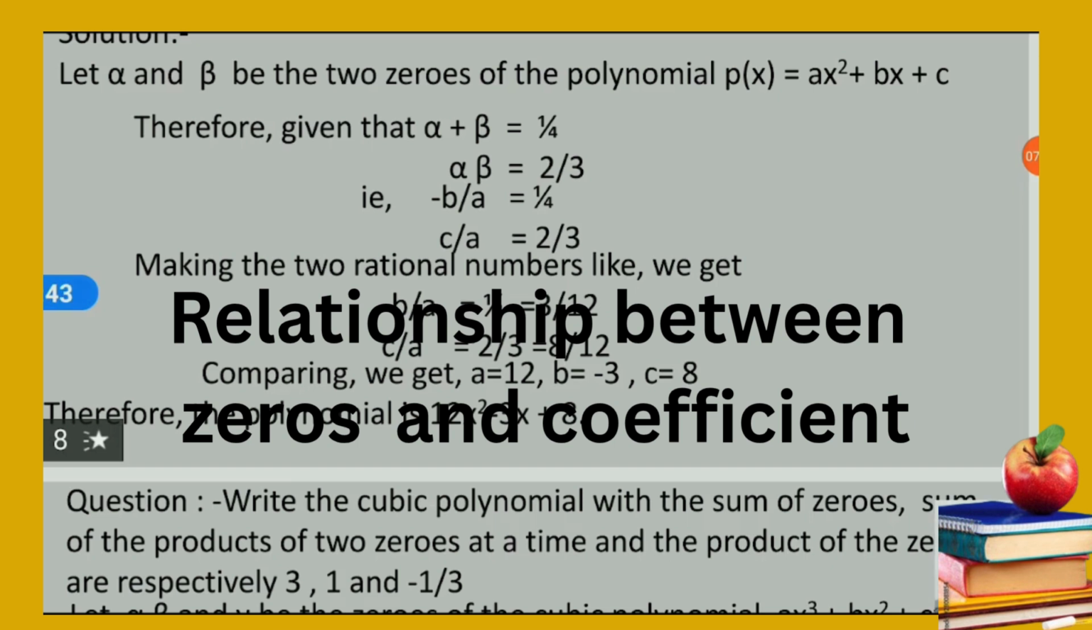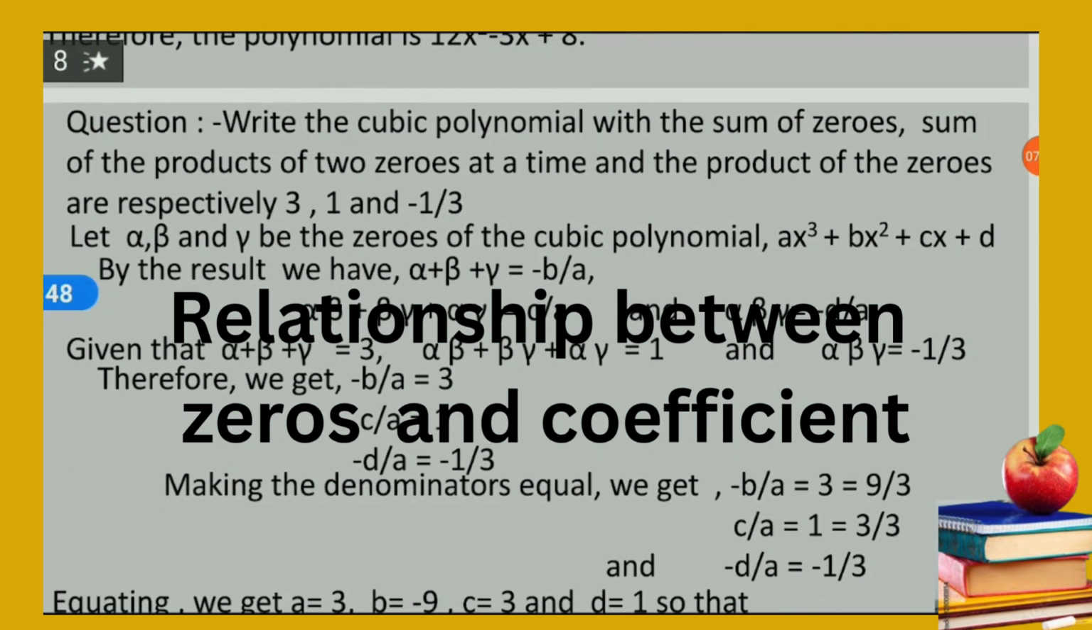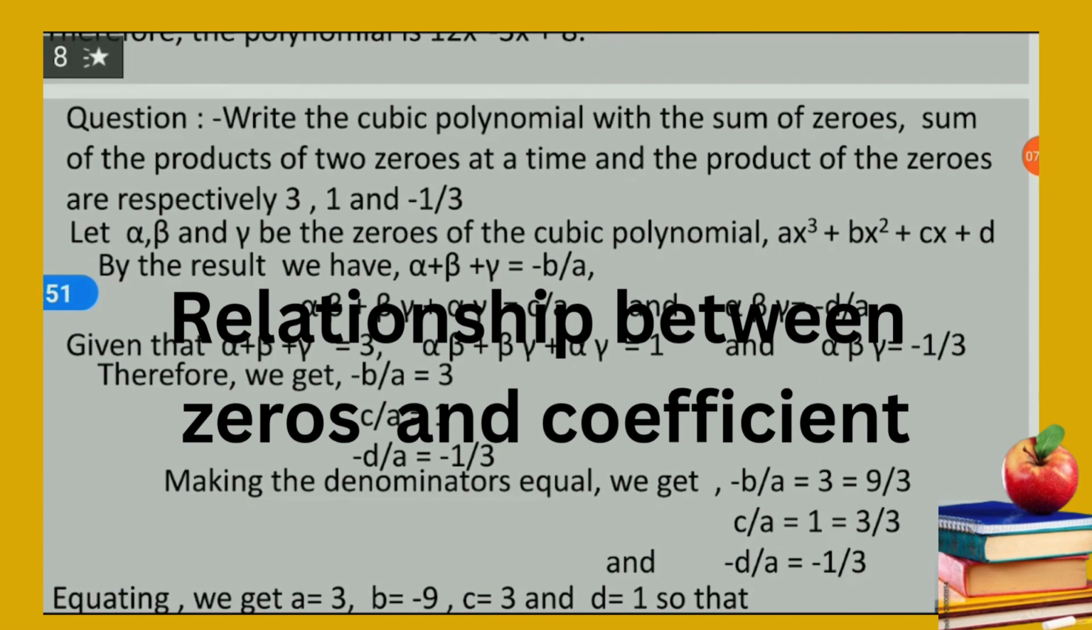Cubic polynomial. Question is, write a cubic polynomial with the sum of zeros, sum of the product of two zeros at a time, and product of the zeros respectively as 3, 1 and negative 1 by 3. That is, what are the given things in this question? Sum of zeros, that is alpha plus beta plus gamma, is given as 3. And the sum of product of two zeros at a time, that means alpha beta plus beta gamma plus alpha gamma, is given as 1.